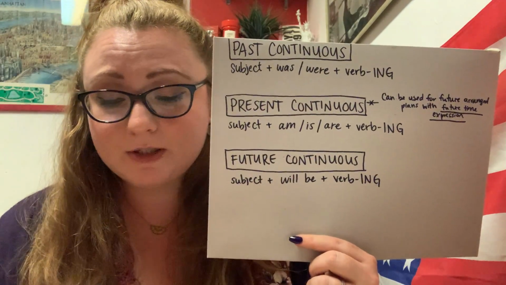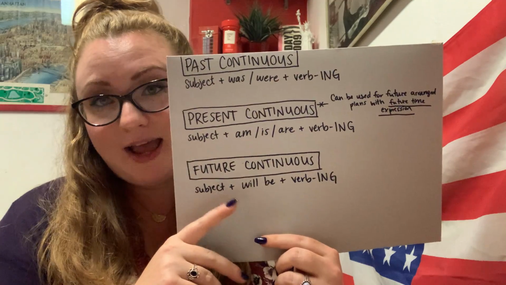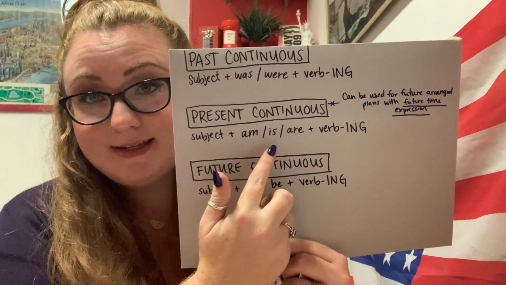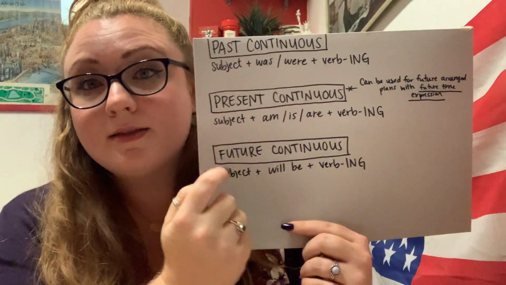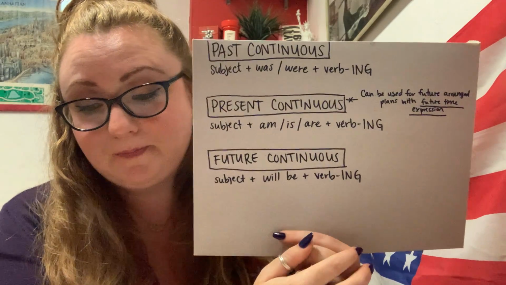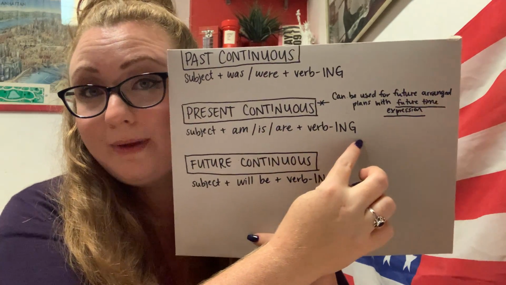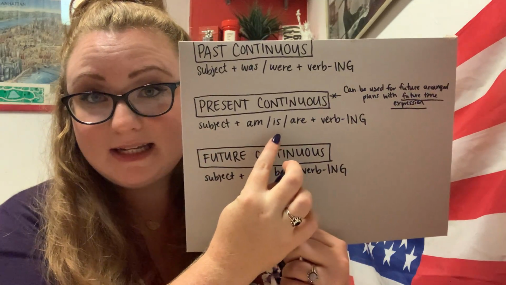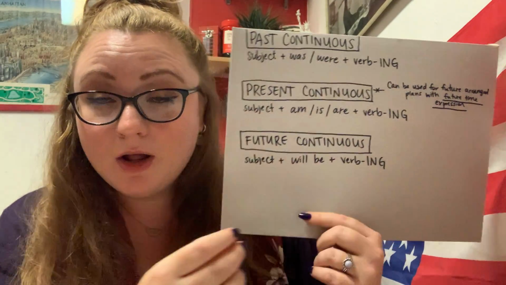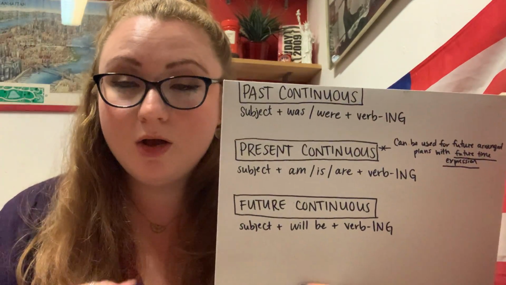For example, if we were talking about the climate again, we can say the climate is changing. Or the planet is warming up. Those are actions that are happening right now.